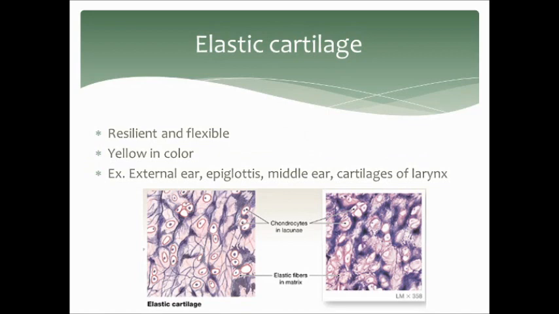Elastic cartilage is called so because it is resilient and flexible. It tends to be a yellow color. It's found in your external ear, so the part of the ear that you can see, the epiglottis, your middle ear, and the cartilages of the larynx.